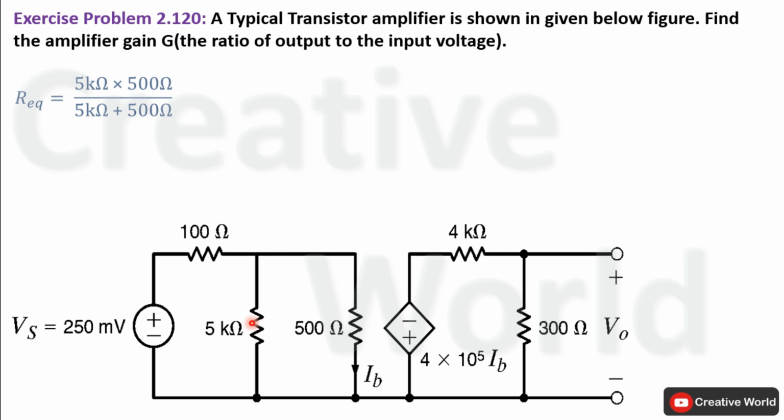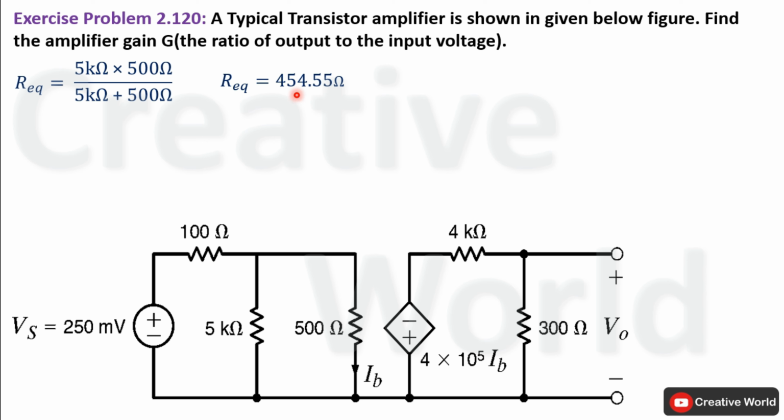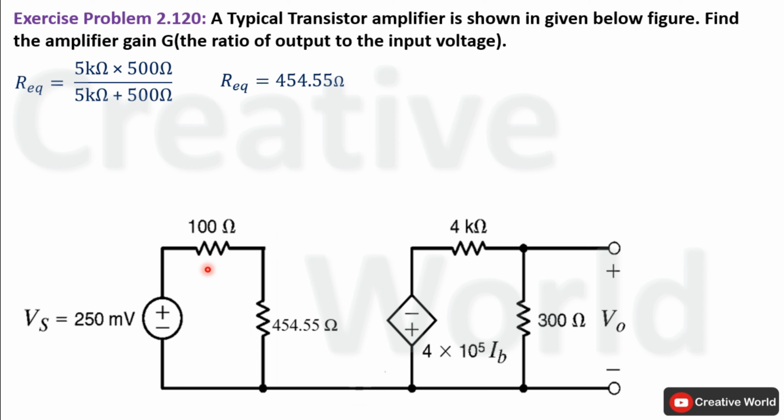So R equivalent of these resistances will be calculated by taking the product of both resistances divided by their sum. R equivalent of this connection will be 454.55 ohm. Now we can replace these two resistances with a single resistance having the value of 454.55 ohm. This circuit is converted into a simple series network, so we can calculate current through it using Ohm's law. Current through this network will be equal to 250 millivolt divided by the total resistance of this network, that is the sum of 100 ohm and 454.55 ohm.